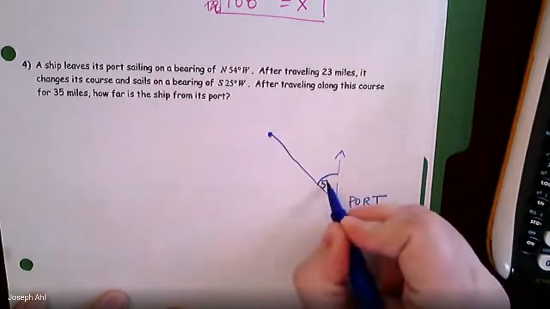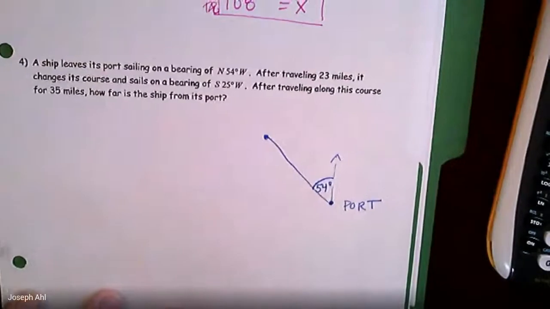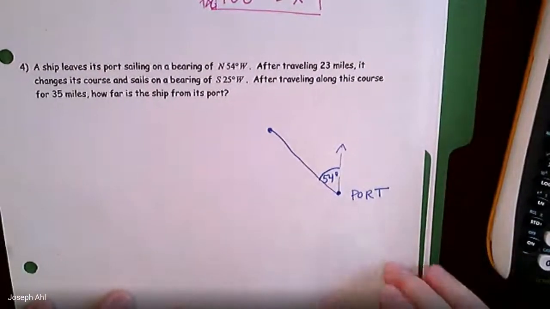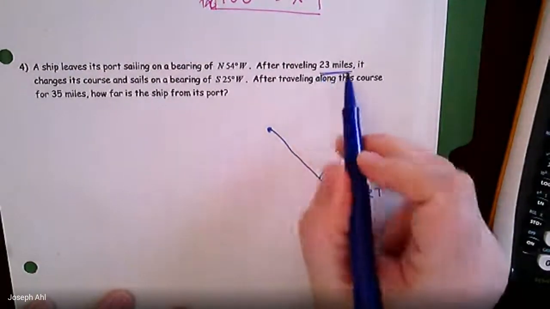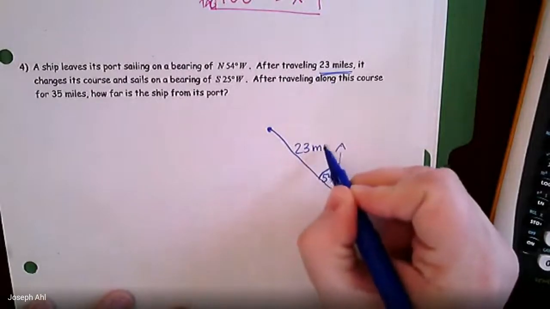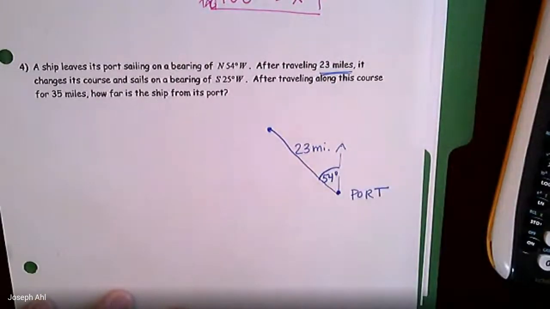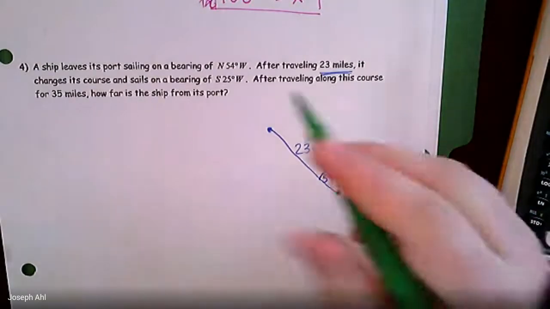Okay, so that angle right there is 54 degrees. And it travels on that bearing for 23 miles. So we'll go ahead and label that. Okay, then it stops and changes its course. So pretend like it docked here for a second.